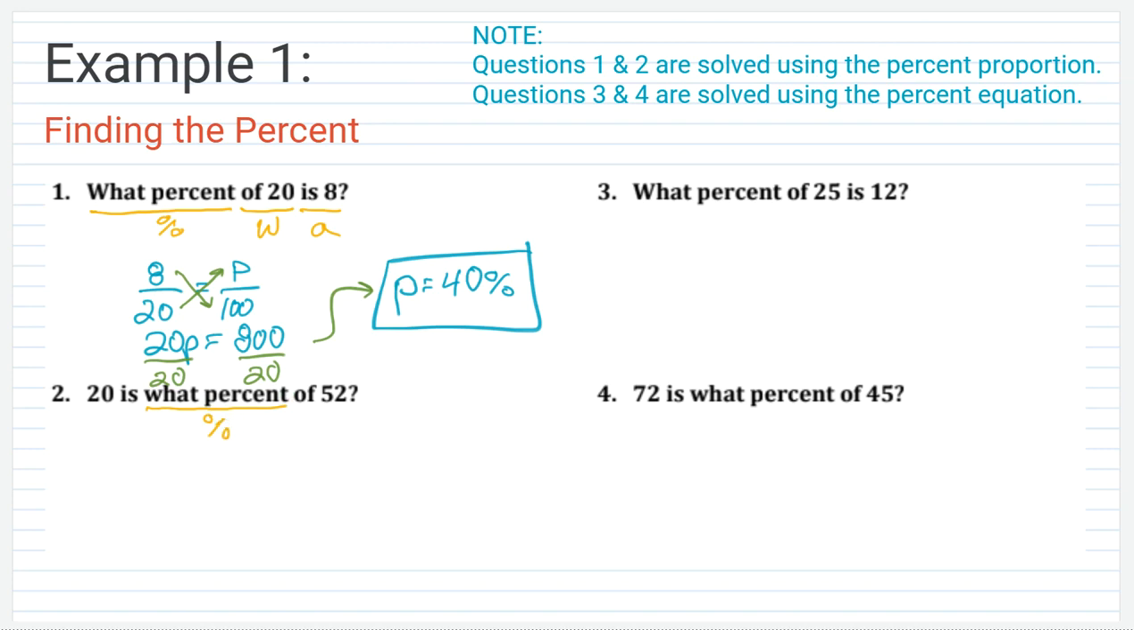Of is the next thing that I look for. So what is it out of? In this case, it's out of 52. So that's going to be our whole. And then that would mean by process of elimination that 20 is the part.